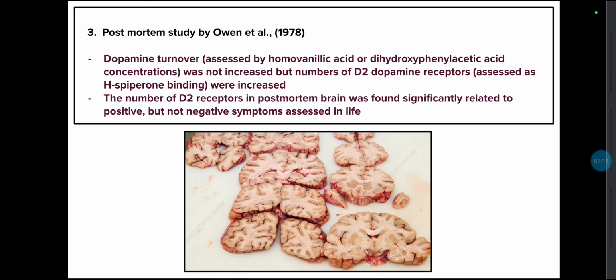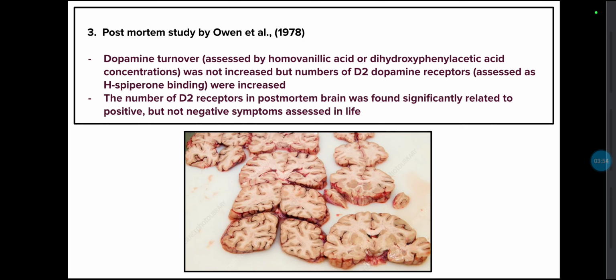Post-mortem specimens of the brain from patients who suffered from schizophrenia were taken and analyzed. The analysis marked the dopamine turnover, assessed by homovanillic acid or dihydroxyphenylacetic acid concentration, and it was not increased. Rather, the number of D2 receptors, that is the dopamine receptors, was increased. The number of D2 receptors in post-mortem brain was found to be significantly related to positive but not negative symptoms perceived by these schizophrenia patients in their life.